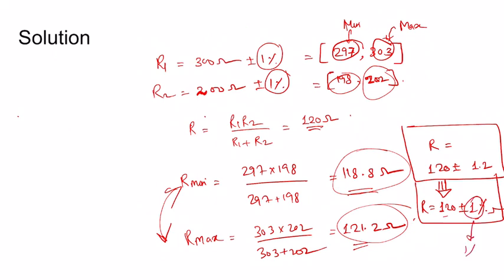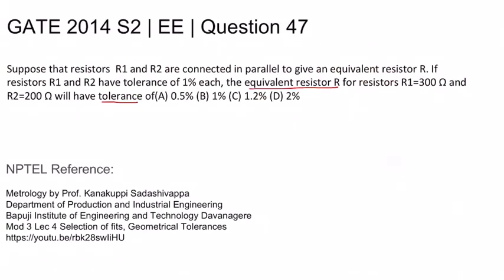So tolerance is 1%. 1% tolerance. So the answer is 1%. So option B is the correct option.